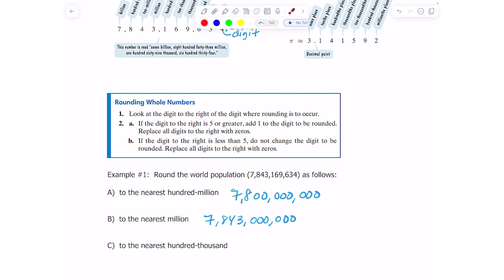And again, if I rounded to the nearest 100,000, I need to look at the 1 here. That's in the 100,000 place. So if I look to the right of it, the 6 is greater than 5. Actually, I should say it's 5 or more, because if that was a 5, I would also round up. So I need to round this 1 to a 2. So it's going to be 7, 8, 4, 3, 2, and then the rest are going to be zeros.